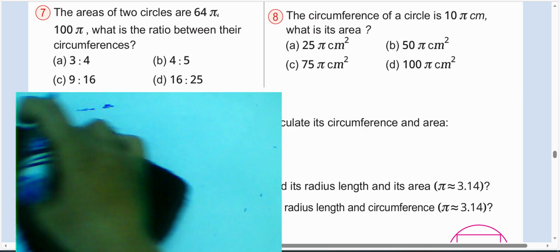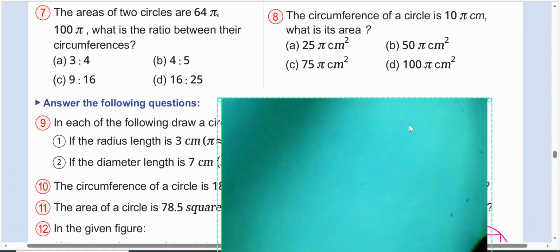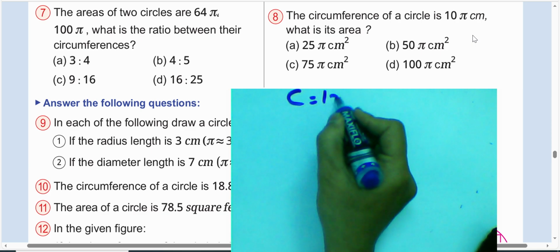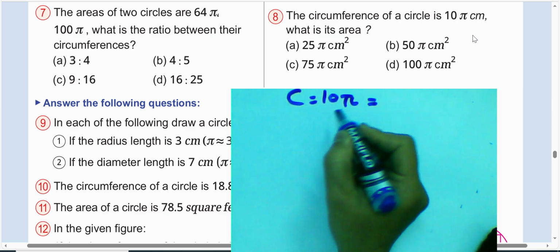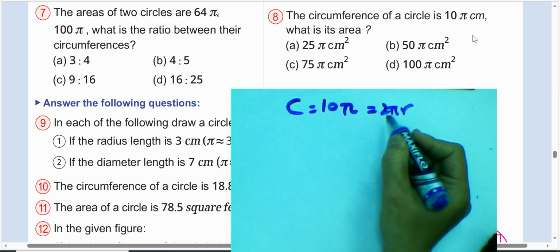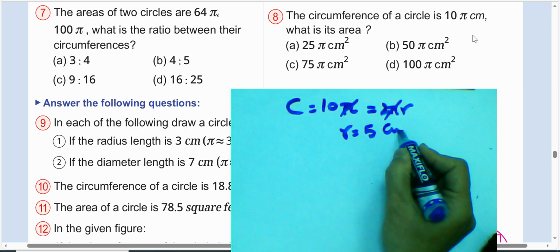Next question. What is the area of the circle? The circumference of the circle equals 10 pi. He wants us to find the area. First, circumference equals 2 pi r. You can cancel pi by pi, then the radius will be 10 divided by 2 equals 5 centimeters.